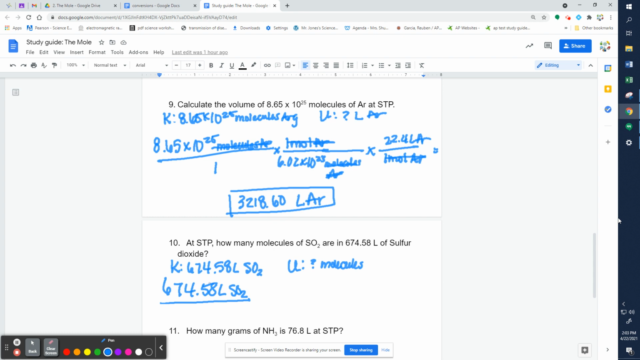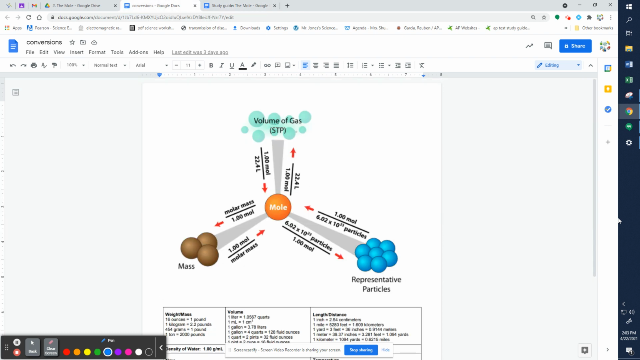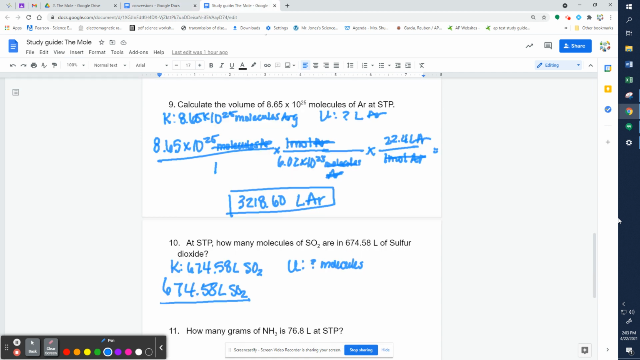So we're going from liters to molecules. Liters is up here. We need to go down. So we're going to multiply by 1 mole over 22.4. Then we're going to go to molecules, which is particles, and we're going to multiply by Avogadro's number over 1 mole.